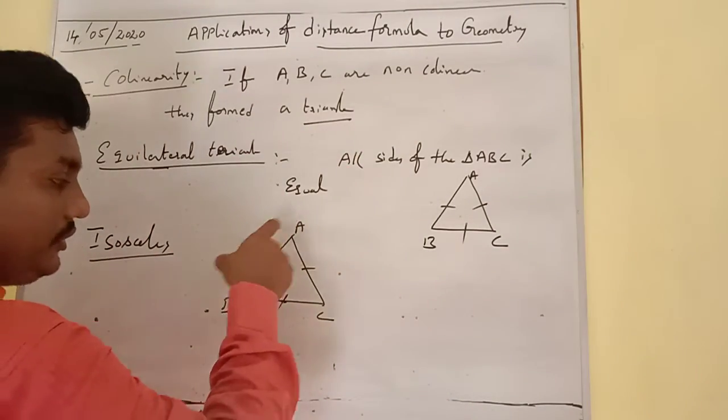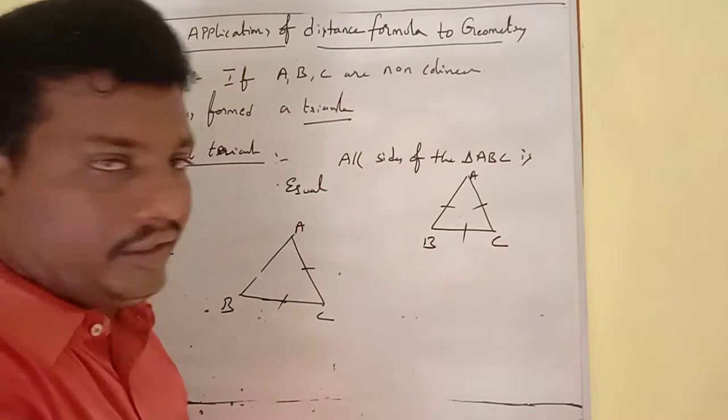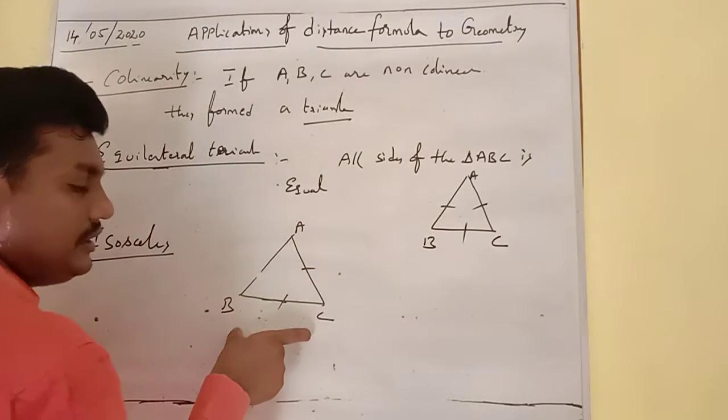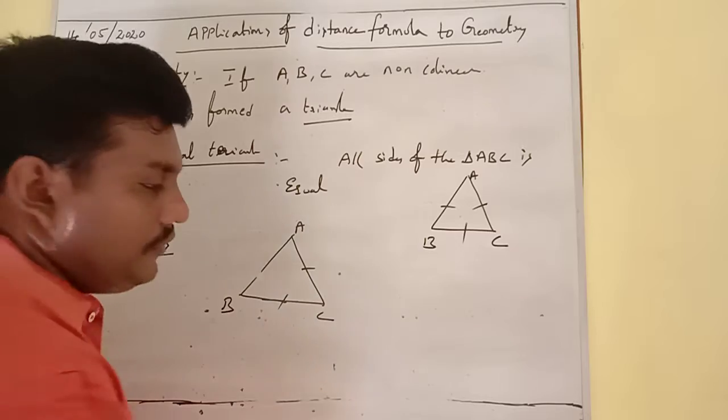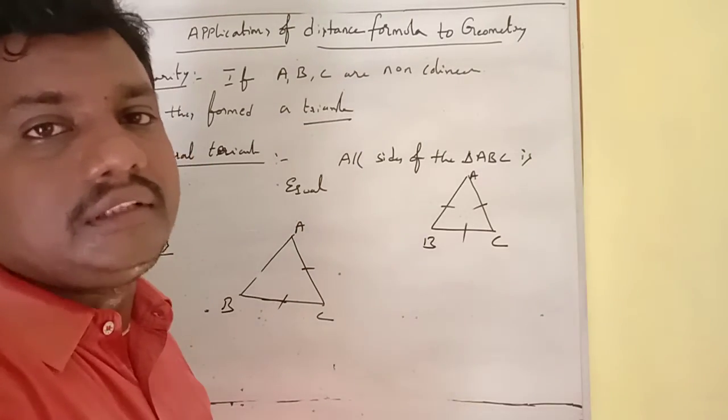That means if three sides are given, three pairs of distances we can find. This is AB distance, BC distance, and AC distance. If any two distances are equal, then it is an isosceles triangle.